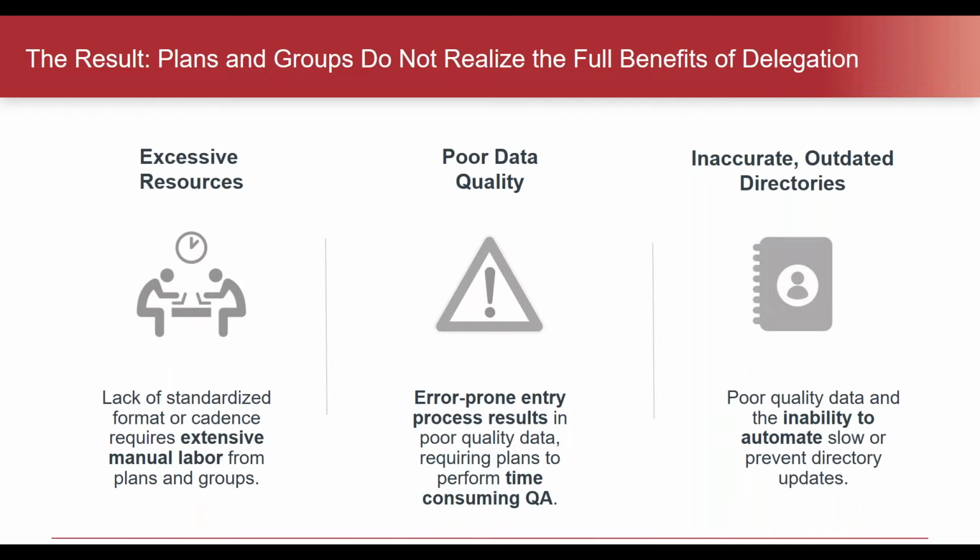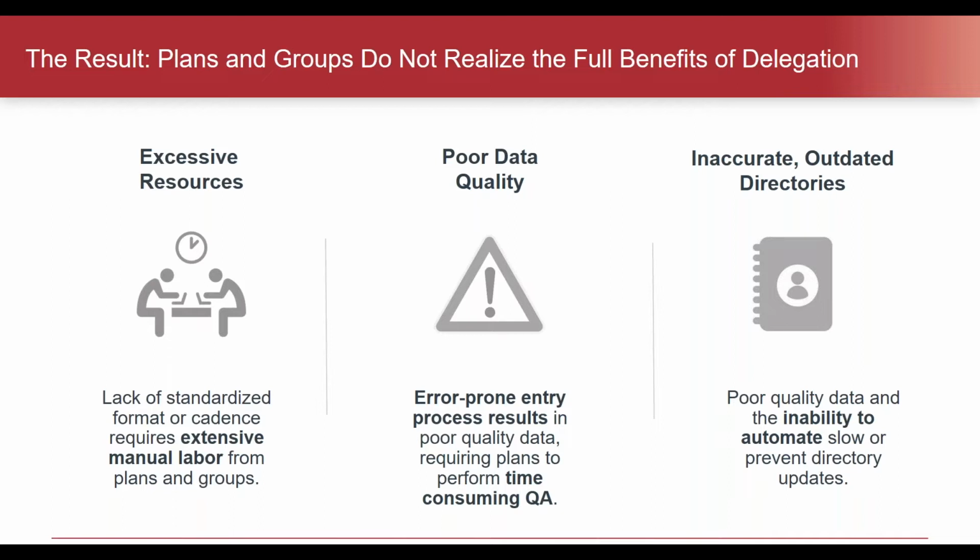Because there's manual entry on both sides and no standard format, there is error-prone entry of the data, and therefore the data itself becomes poor quality, and results in plans performing time-consuming QA just to make sure the data is accurate before uploading. Because of this, the poor data quality flows downstream to the provider directories, and there's no ability to automate on a standard format, and therefore this manual nature with excessive resources and poor data quality continues.